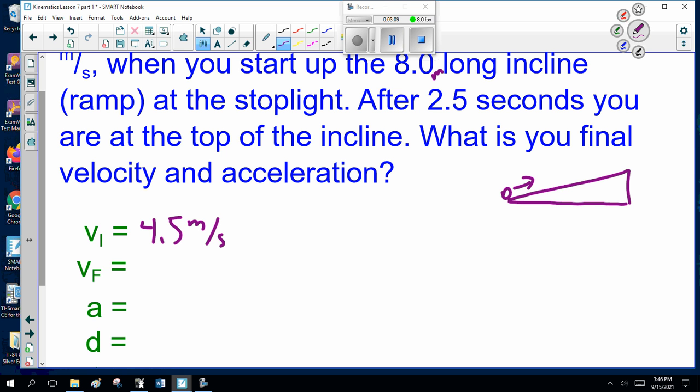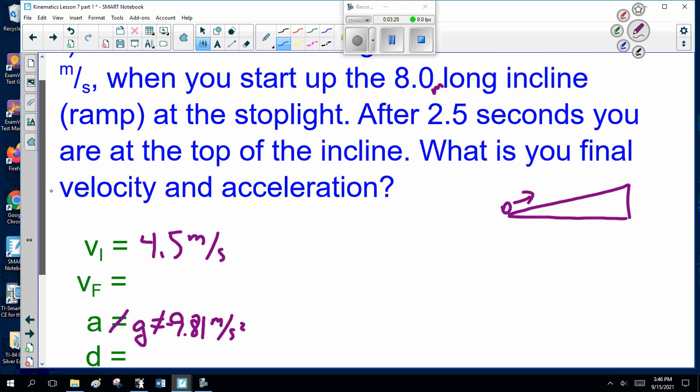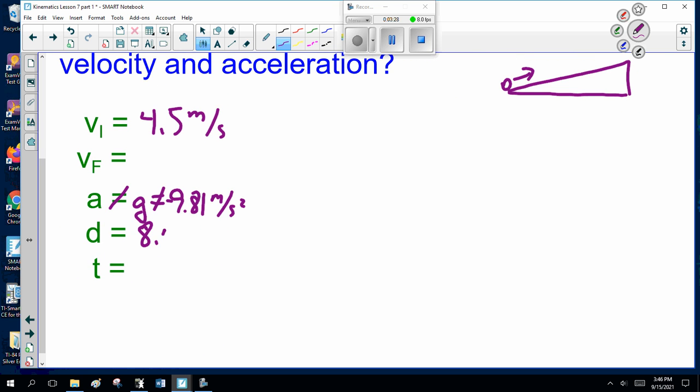Notice I'm asking for acceleration. Since you're not going straight up and down, acceleration does not equal gravity. So it does not equal minus 9.81 meters per second squared. Your distance is 8 meters, time 2.5 seconds. So, we do not have acceleration. We do not have V final. So, without acceleration, the only formula I can think of is displacement is 1/2 V initial plus V final times time.